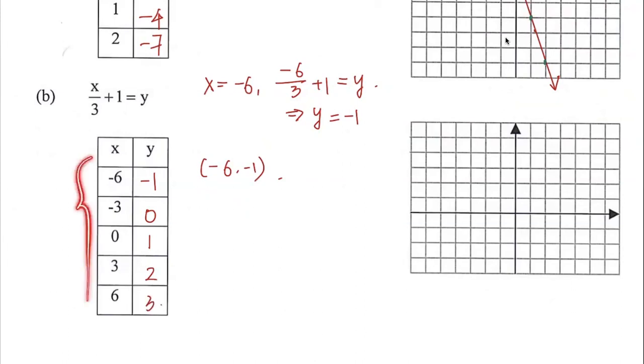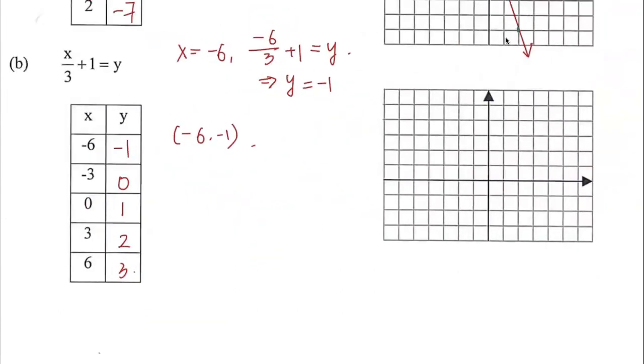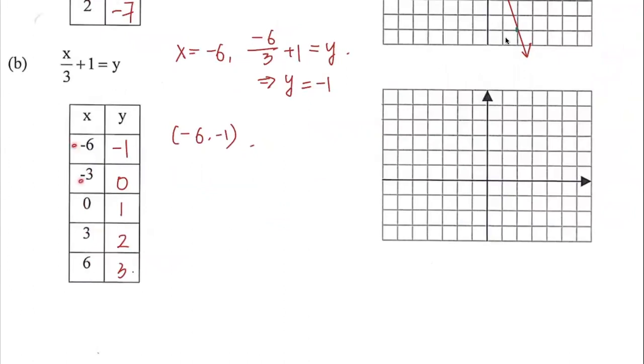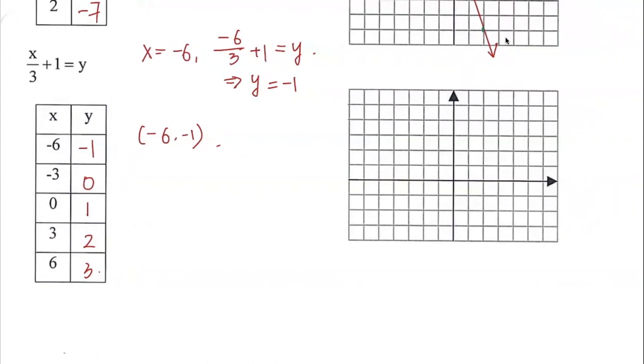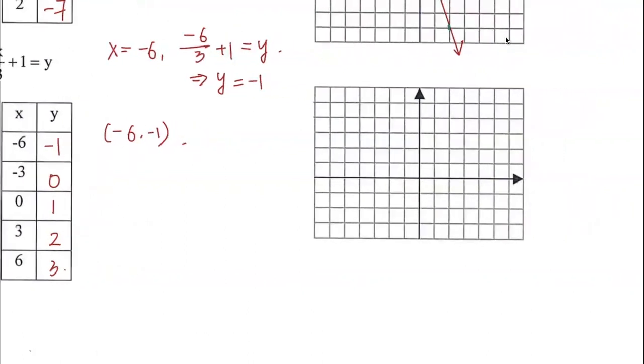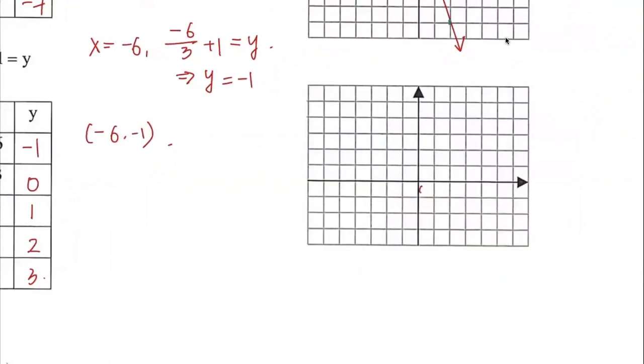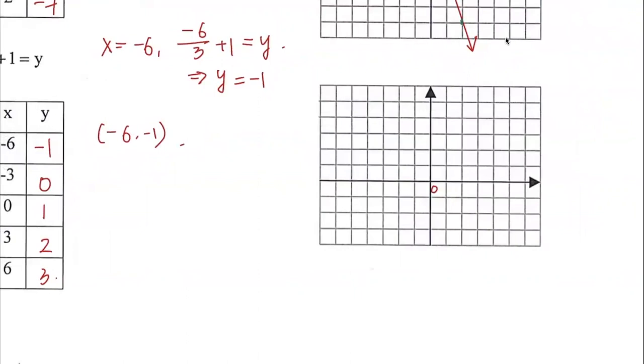So what we did here basically is we chose different x values and we found the y values. So now let's plot all the points in the plane. Okay. So minus 6, minus 1. So again, this is the origin. Minus 6, minus 1. 1, 2, 3, 4, 5, 6, minus 1. So it should be this point, right?